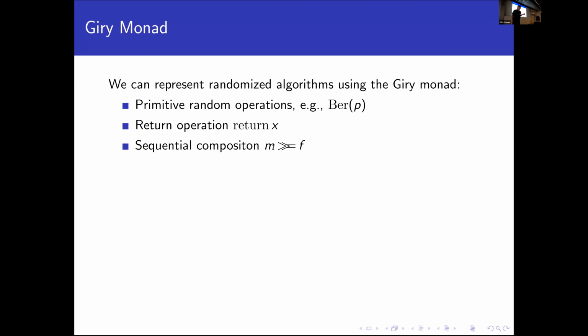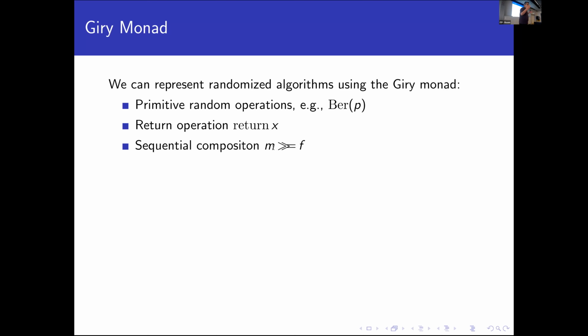And the way to represent randomized algorithms is using the Giry monad. So basically you have primitive random operations, for example, the coin flips, and you just represent them as probability spaces. So in this case, we write Bern P for the Bernoulli distribution with probability P. Then you can have a return operation, and the return operation is basically just a probability space with a single element.